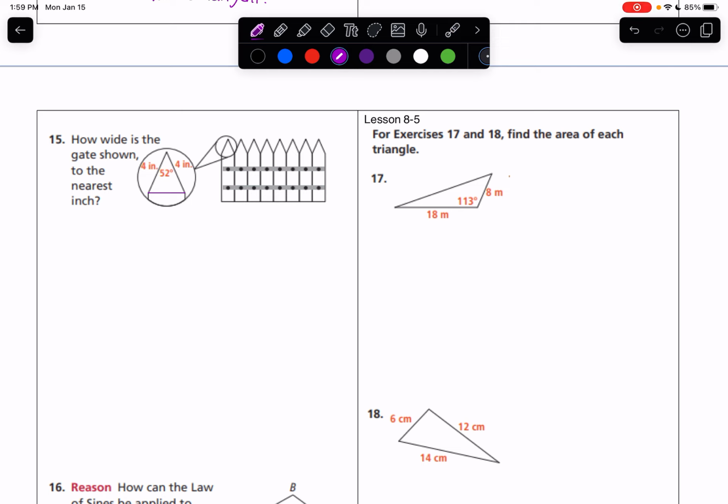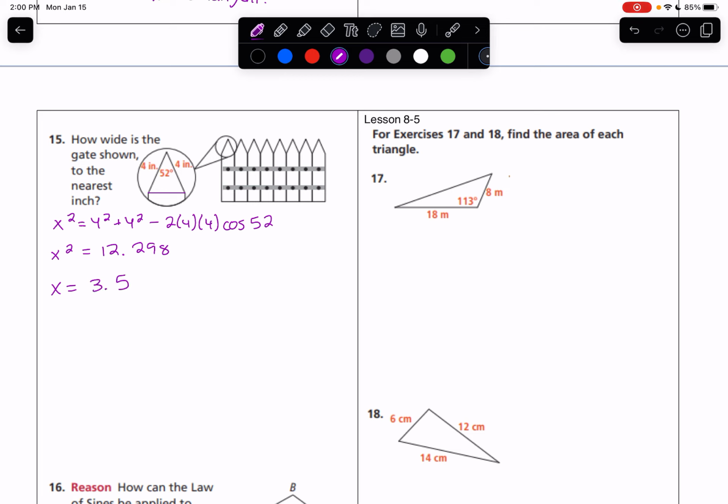So we'll start with the opposite side. x squared equals 4 squared plus 4 squared minus 2 times 4 times 4 cosine of 52 degrees. Plug all that into your calculator and you find that x squared equals 12.298. I'm just leaving a lot of decimals while I work on the problem. Take the square root of that and you get x equals 3.5.